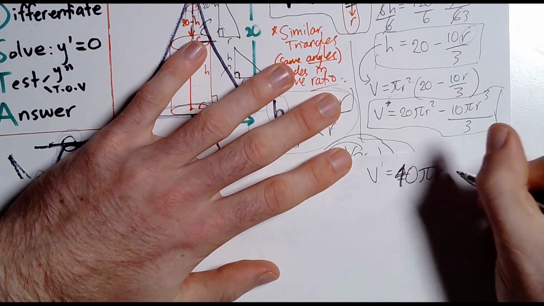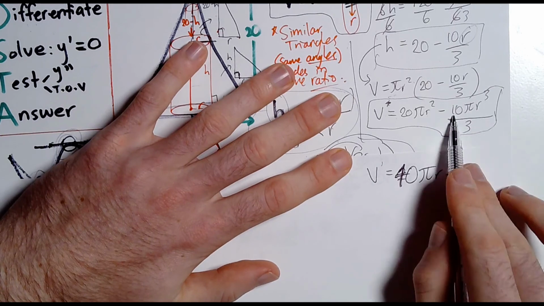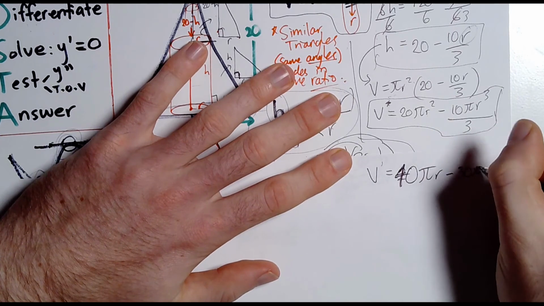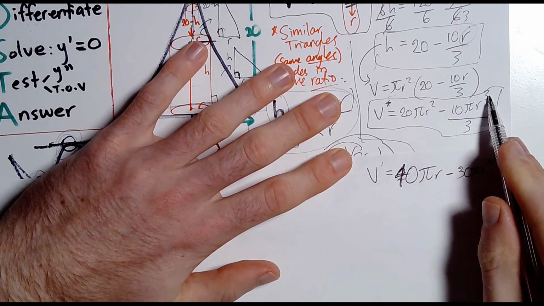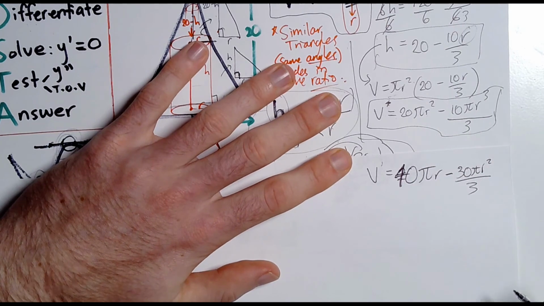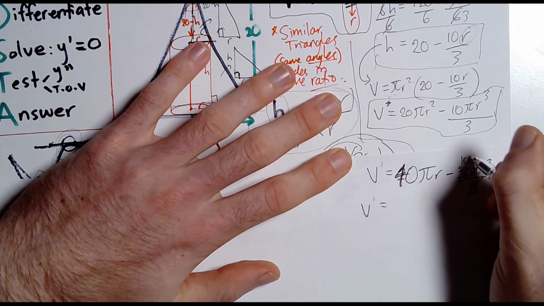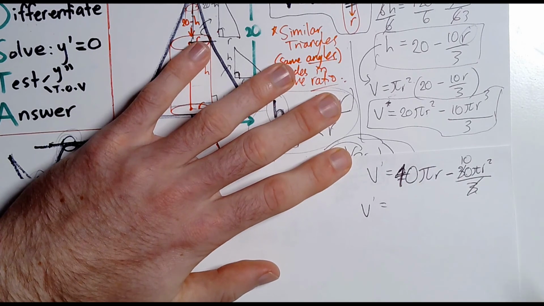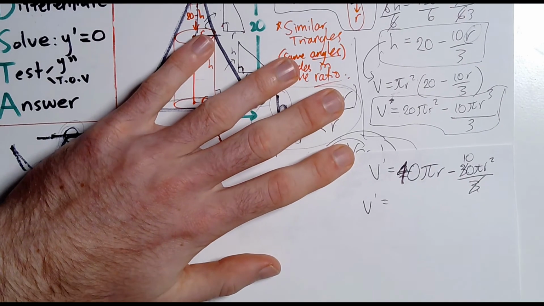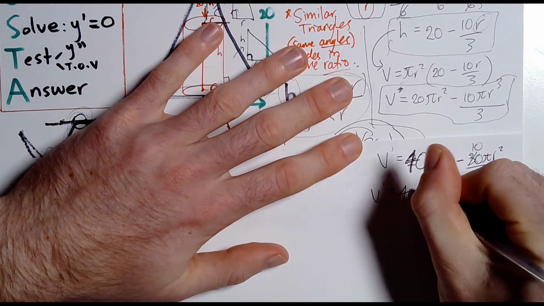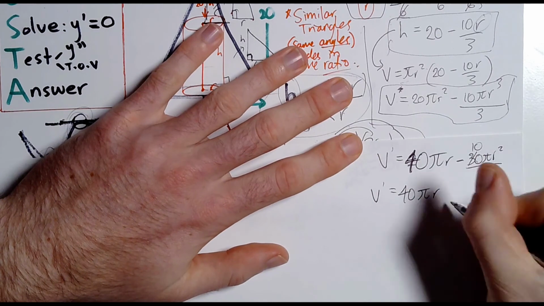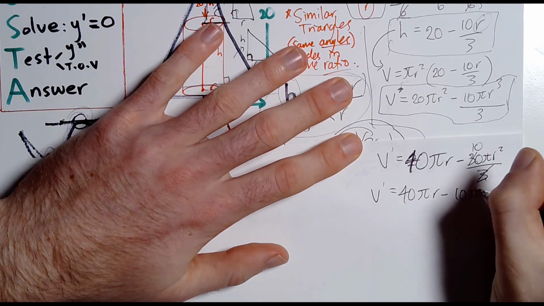Let's do the same here, minus, now 3 times 10 is 30 pi r squared, because we subtract 1 from the 3, over 3, and we can then simplify that, because we've got 30 over 3 as 10, because 3 goes into 3 once, 3 goes into 30 3 times. So now we have 40 pi r minus 10 pi r squared.